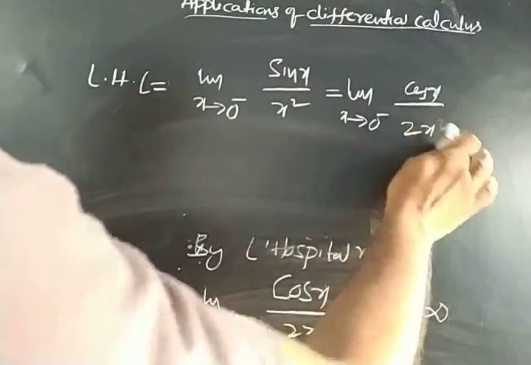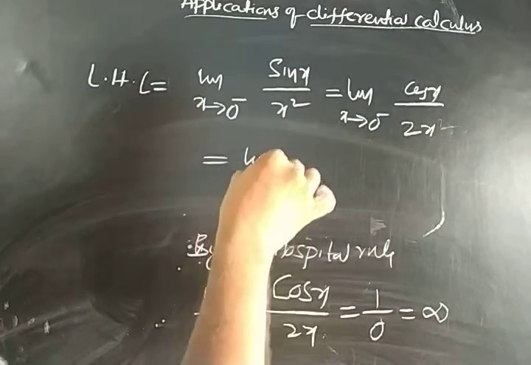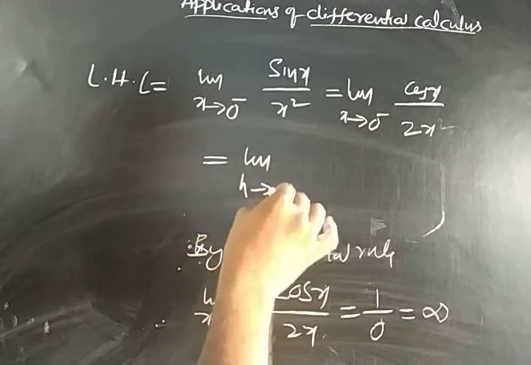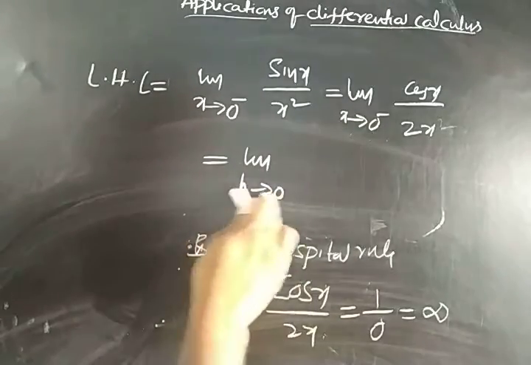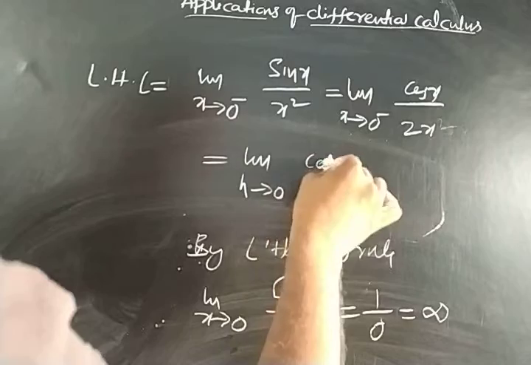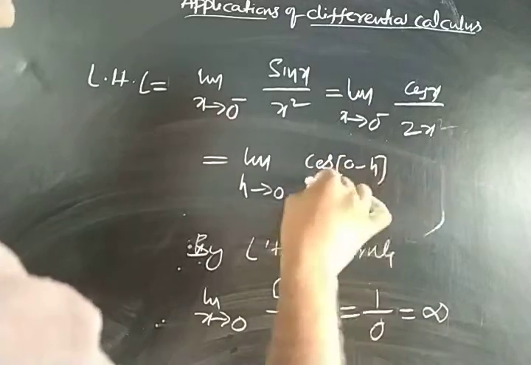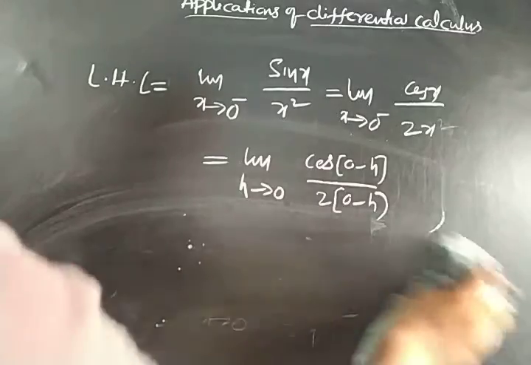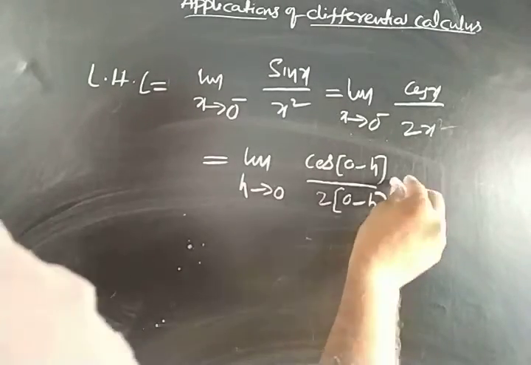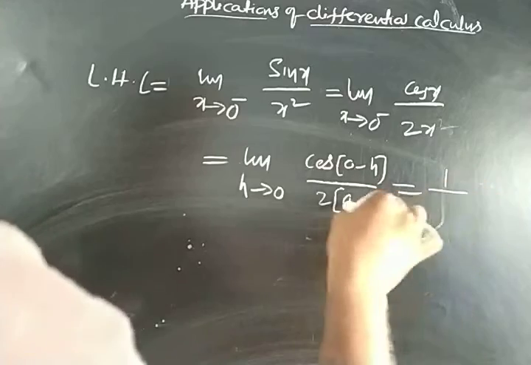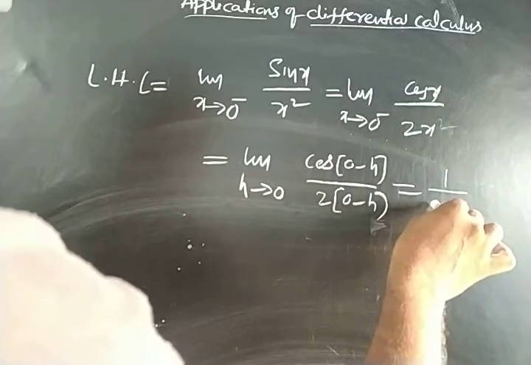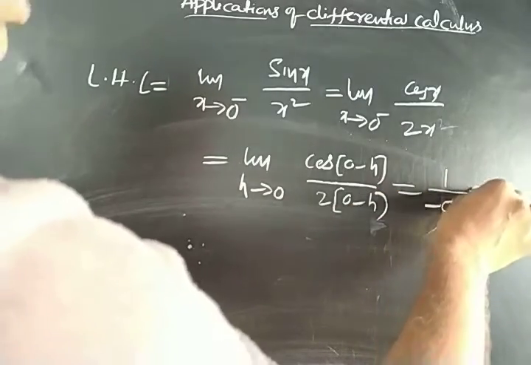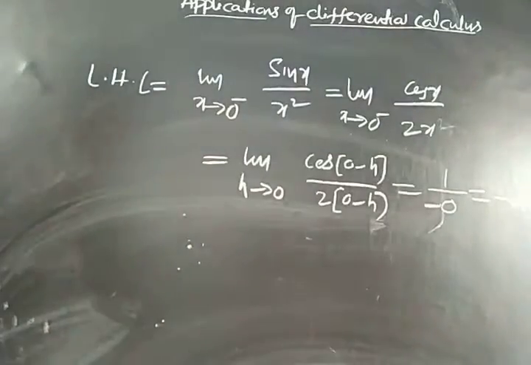Now, how to find the left hand limit? In place of x tends to 0 minus, substitute x equals 0 minus h, with h tends to 0. Cos of 0 minus h by 2 into 0 minus h. By substituting h equals 0, cos 0 is 1, and here it is minus 0. Minus 1 by 0 is minus infinity. It is tending to minus infinity.